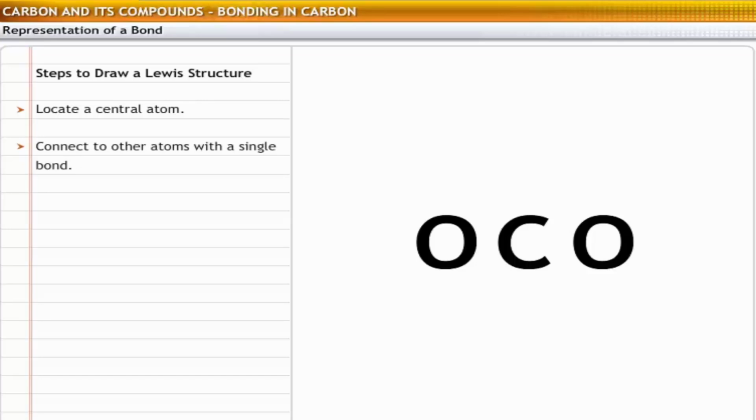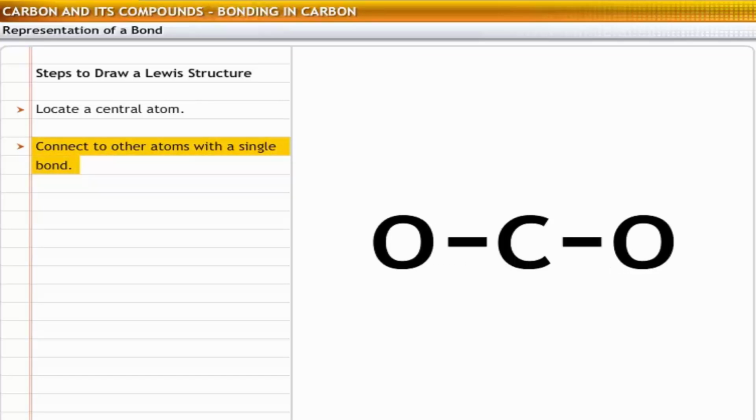After selecting the central atom, connect the other atoms to it with a single bond. We may change these bonds to become double or triple bonds as we progress. So, let us connect the 2 oxygen atoms with a carbon atom through single bonds on either side of it.